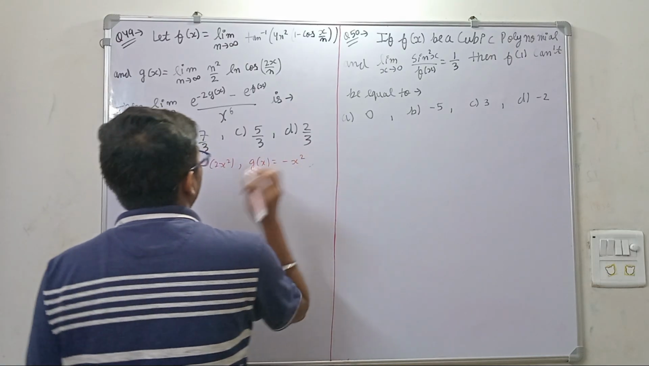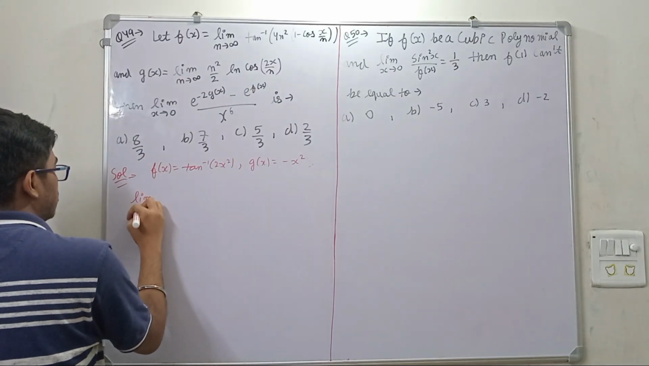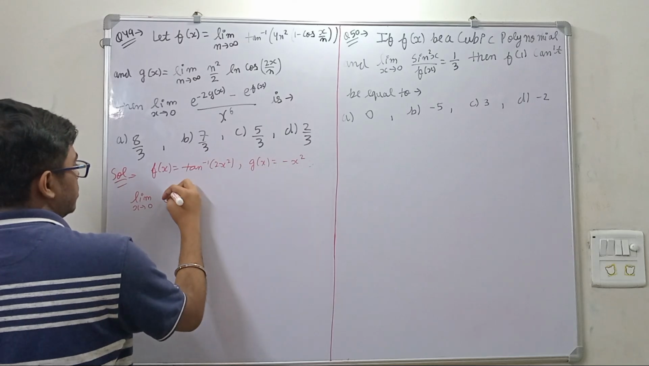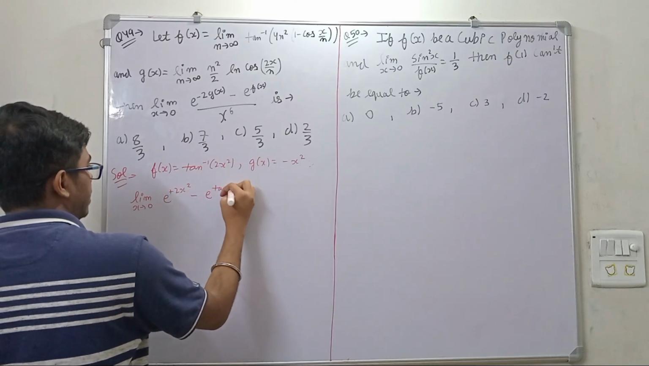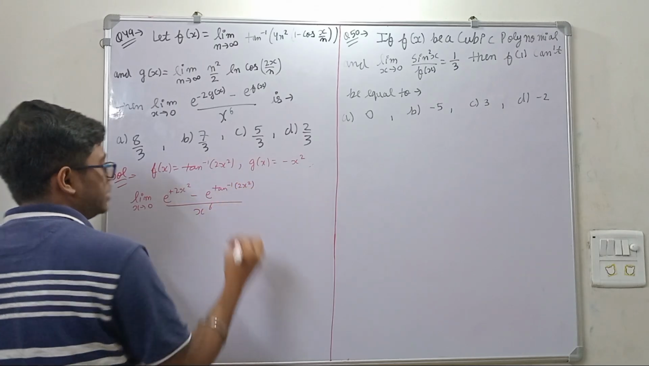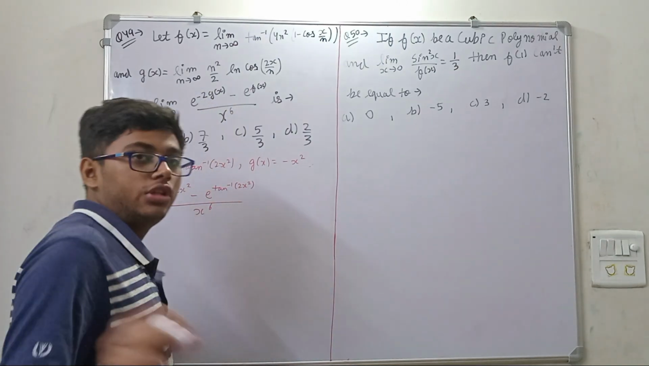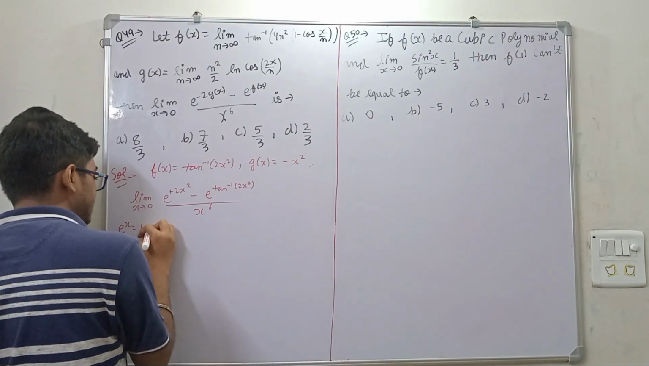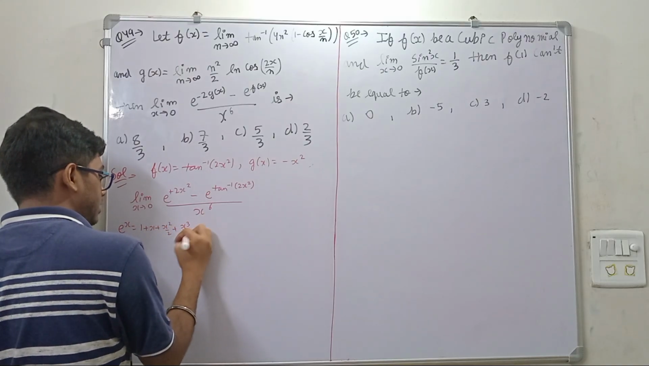Minus x square. Okay, so this limit will look like e to the power minus x square minus e to the power tan inverse 2x square upon x to the power 6. Okay, now what will you do here? You know the expansion for e to the power x. It's 1 plus x plus x square by 2 plus x cube by 3 factorial and so on.